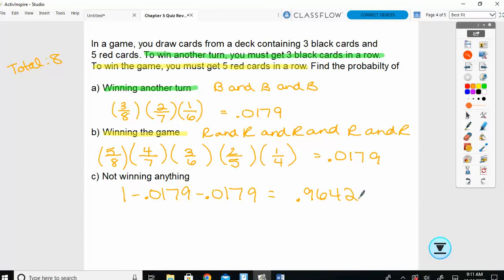There's a 96.42% chance that you don't win anything in this game. Well, yeah, that would not be a very good game to play. I know we've had a lot of these replacement type questions. You know, we had the one with the tires. I think we had one with drawing yellow and red flowers out of a bag, those kinds of things. Does this make sense? Yes.